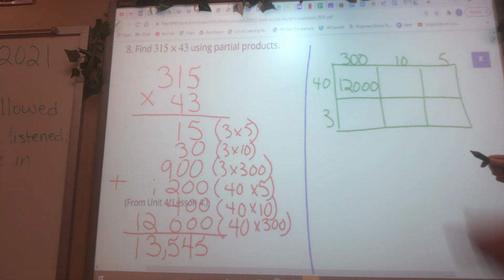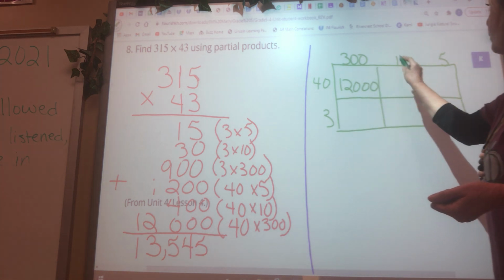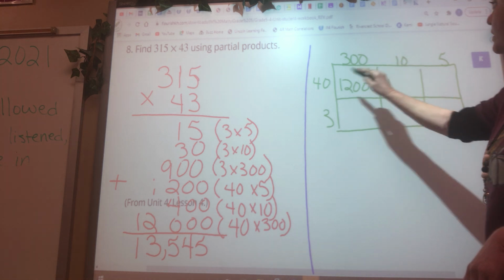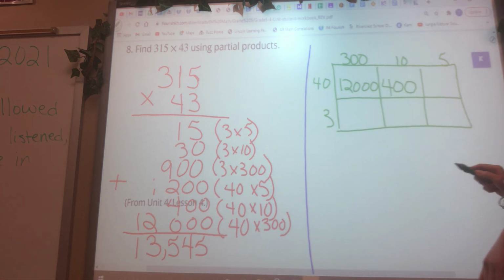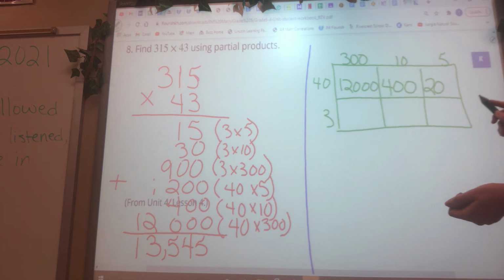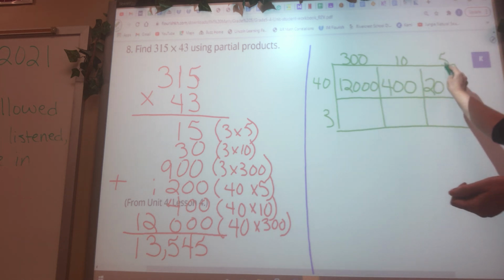10 times 40, quick multiple math. 1 times 4 is 4, and how many multiples of 10? 1, 2. 5 times 40, quick multiple math. 5 times 4 is 20. How many multiples of 10?